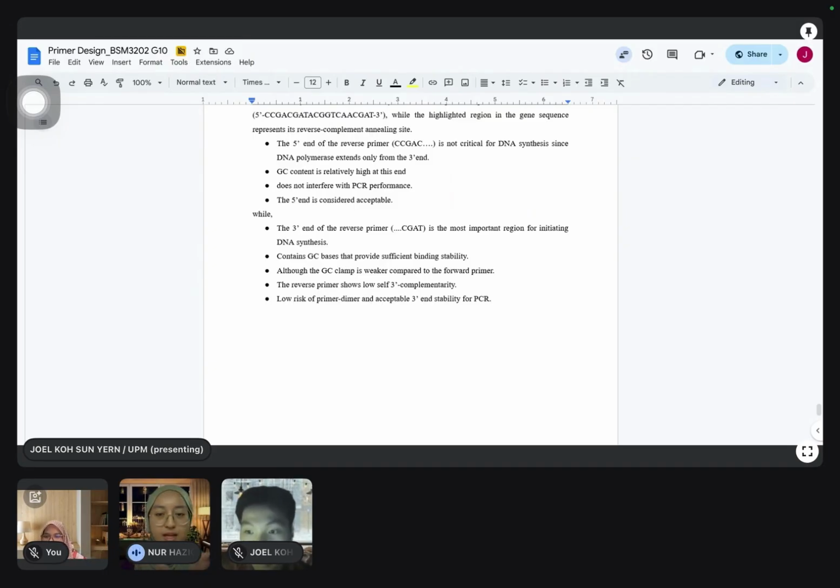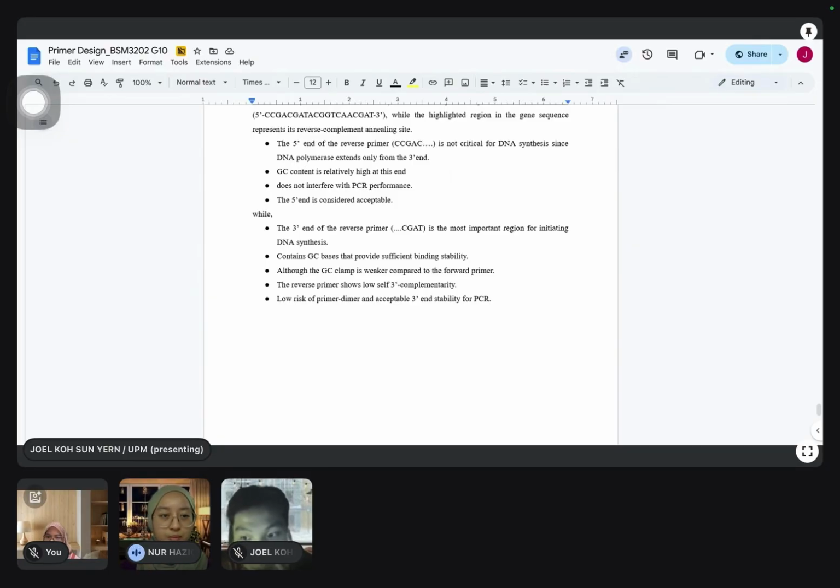So overall, I consider this ADK gene to be an ideal target for PCR because it is a housekeeping gene involved in energy metabolism, meaning that it is really essential and conserved in E. coli. So this makes it a reliable and stable gene for amplification.